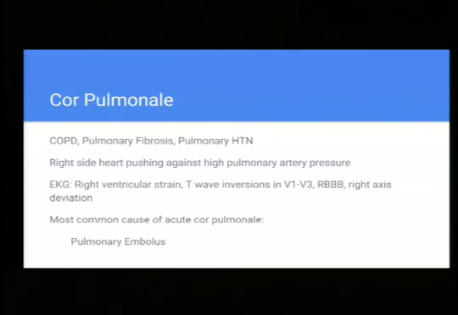So your COPD and your pulmonary diseases are going to be your most common causes of chronic cor pulmonale. Then your acute: you get a 42-year-old woman. She has sudden onset of all your right-sided heart failure.